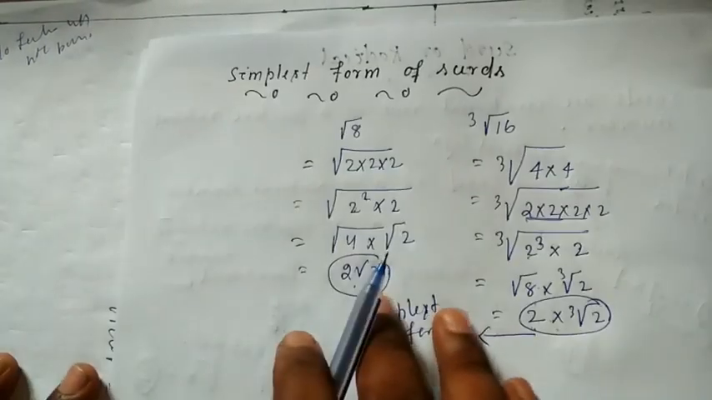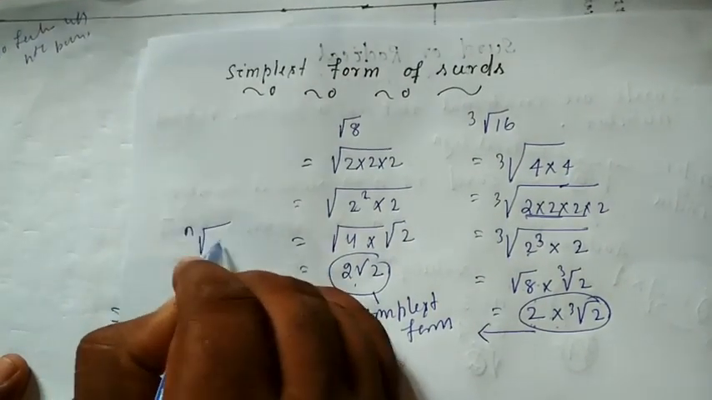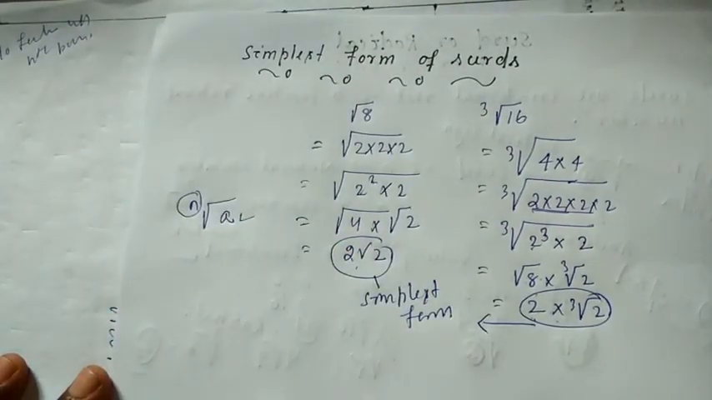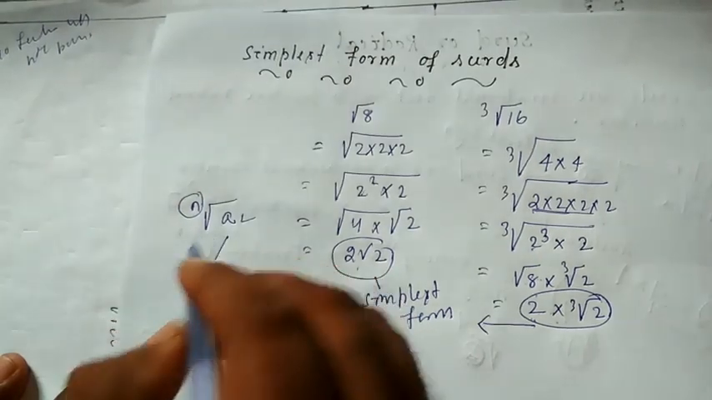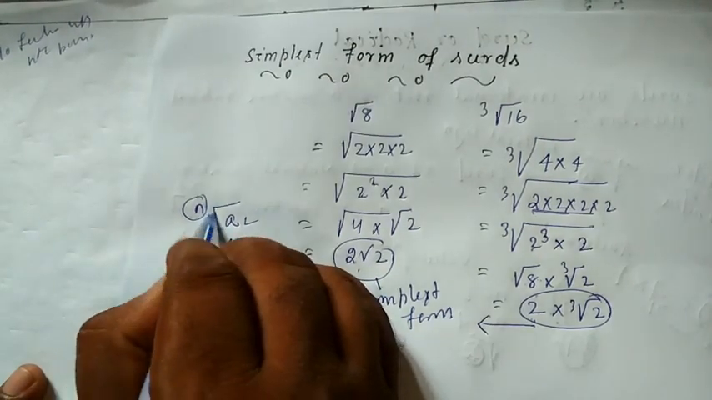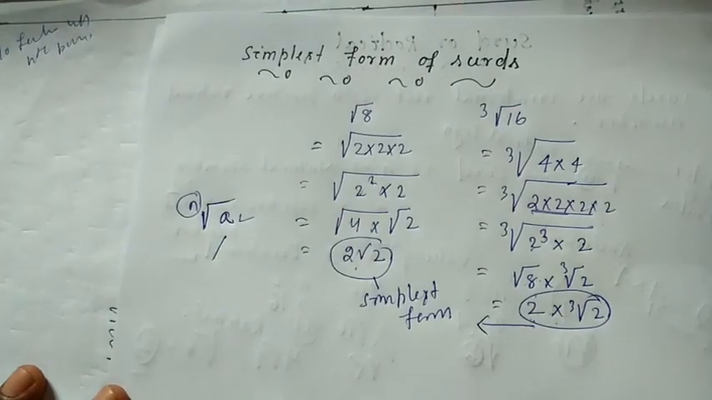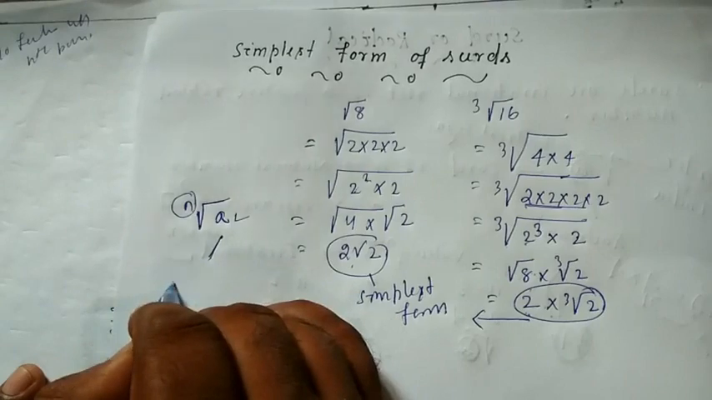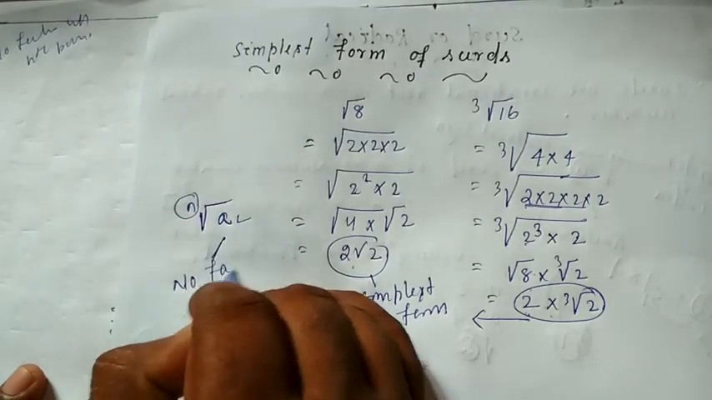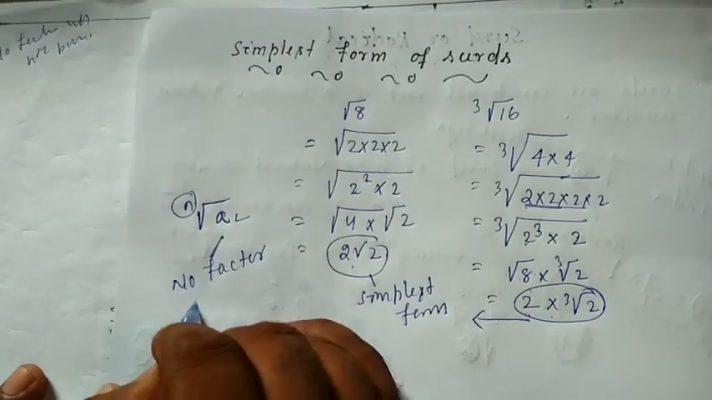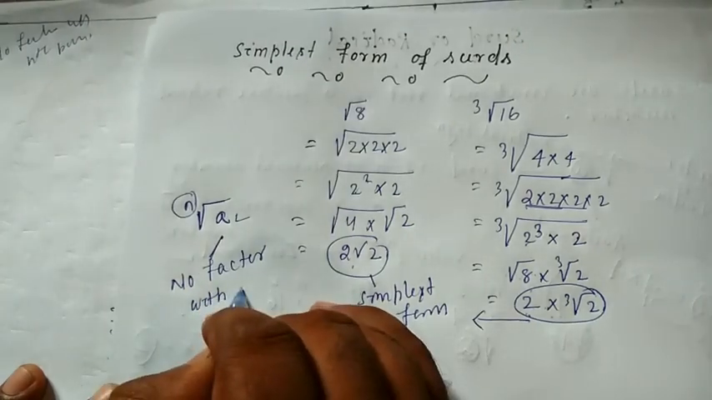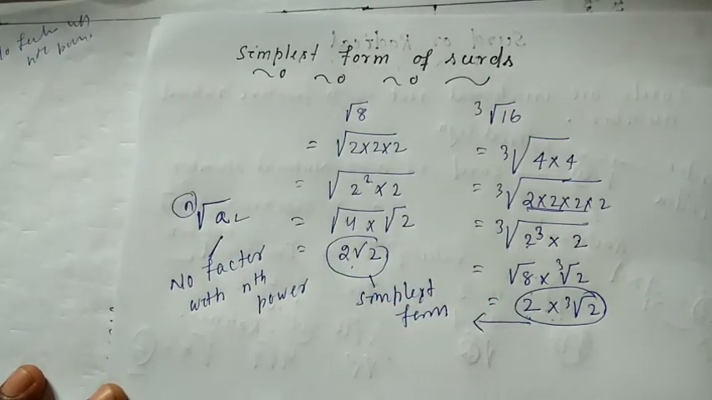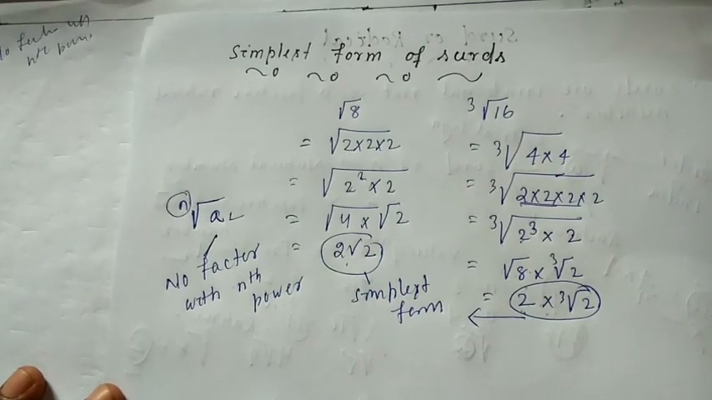Let us consider the nth root of a. Here n is the order, a is the radicand. The nth root of a will be the simplest form of surd if the radicand has no factor with nth power.